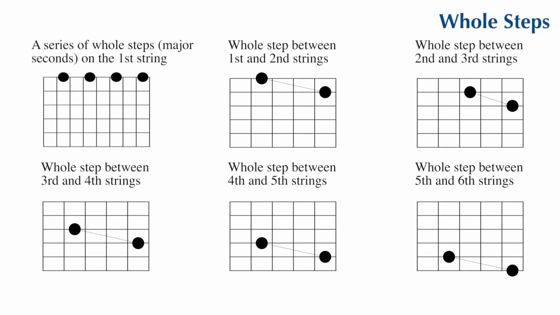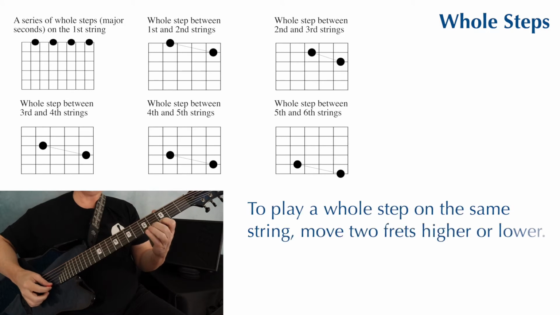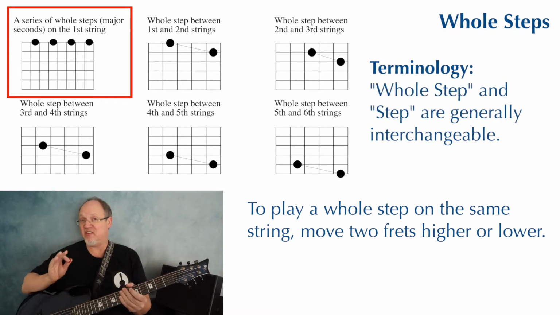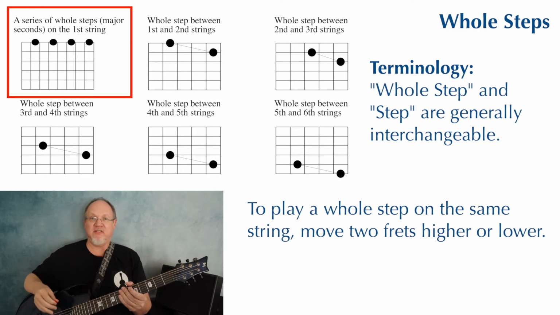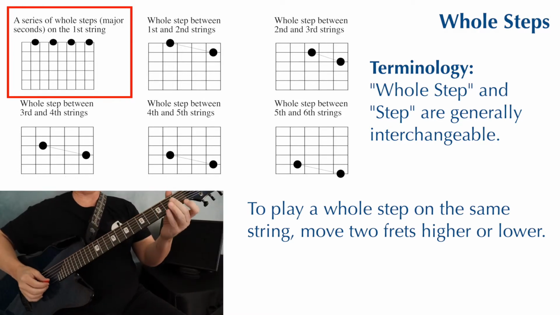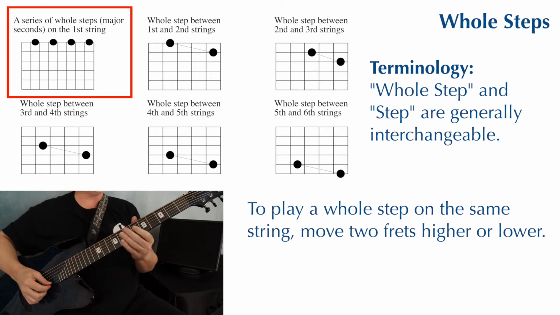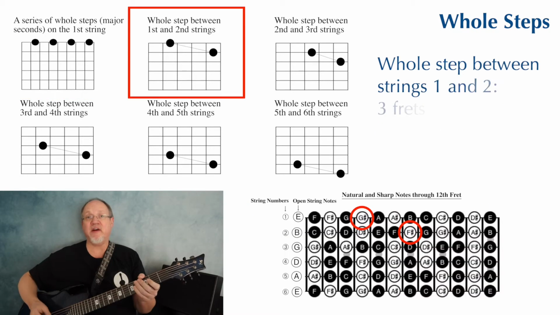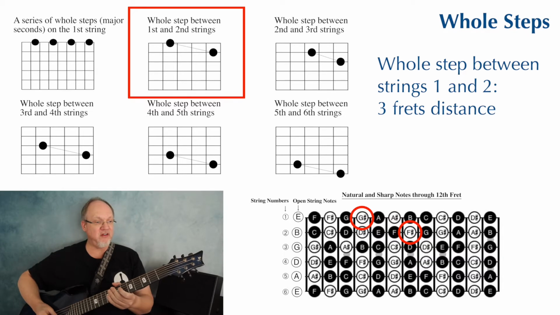Now let's look at the whole steps at the bottom of page 13. If a half step is 1 fret away, a whole step is going to be 2 frets away. We'll often just call these steps, so if I say whole step or step, it's the same thing. To play whole steps on the same string, you just move 2 frets higher or lower from the original note. And here's how you can play whole steps moving from one string to the next.